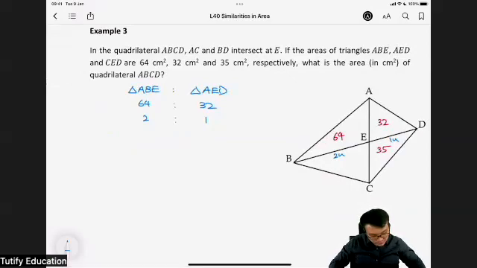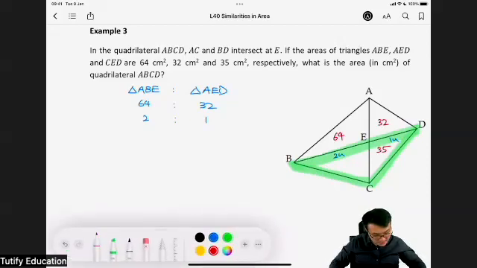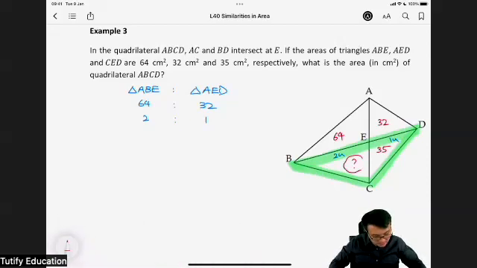Okay, so students, 2:1, huh? So if you look at the green triangles now, you already know that the base is 2:1. Can you find the area? Can you find the missing area here, students? Can you type for me in the chat group? What is the area in the question mark?